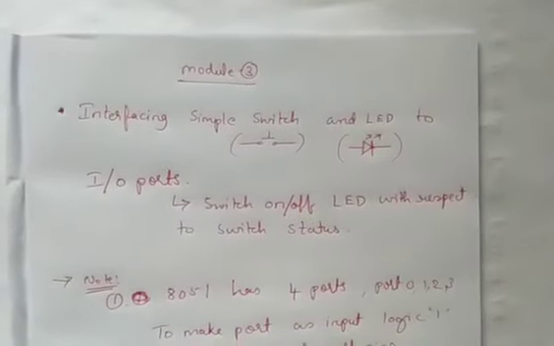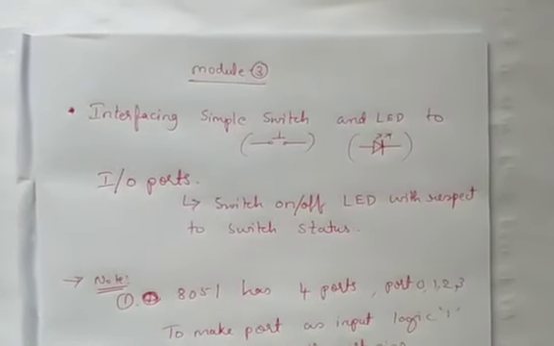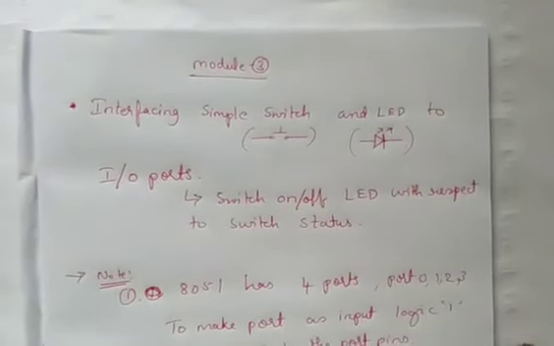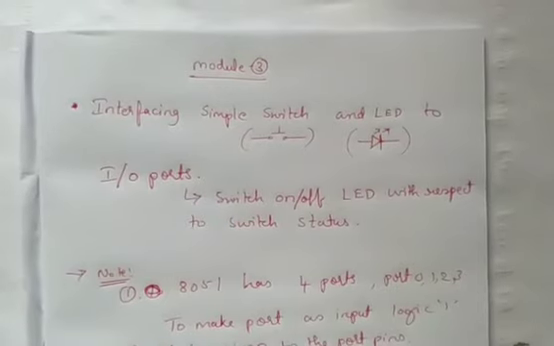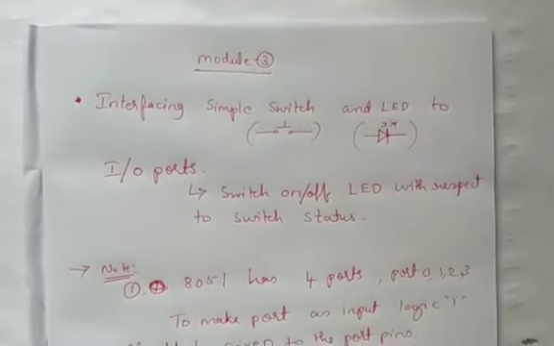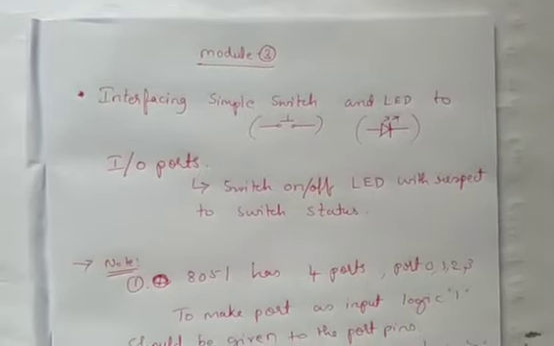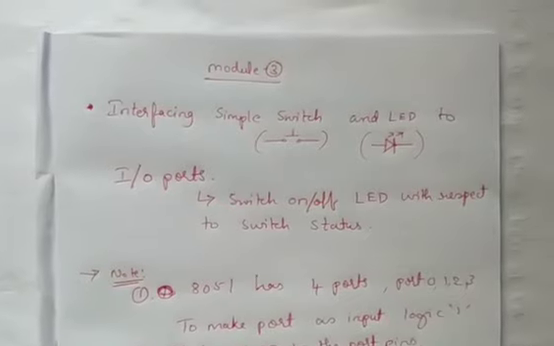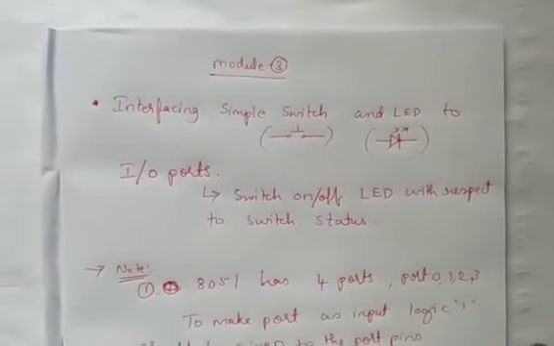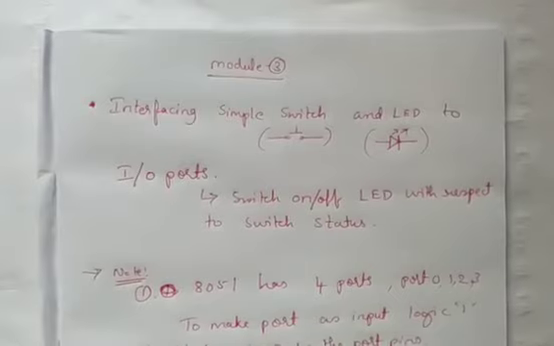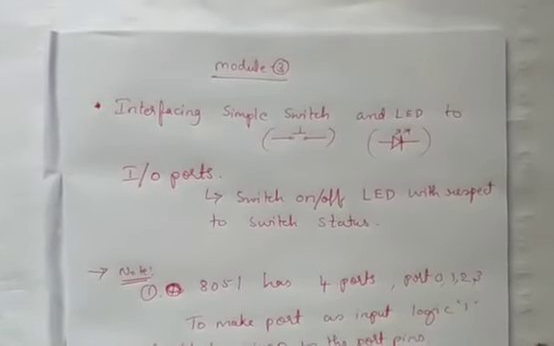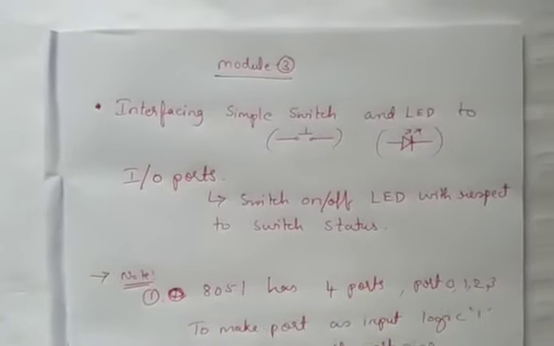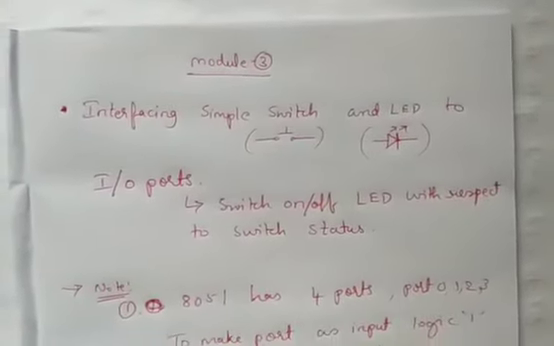Next topic is in module 3, the last topic, interfacing simple switch and LED to IO ports. The aim is to switch the LED on or off with respect to switch status, that is, if the switch is on, the LED is on, and if the switch is off, the LED is off. So this switch and LED should be interfaced with the IO ports of the microcontroller, and the microcontroller will monitor the status of the switch, and accordingly the LED should turn on and off. So let us see how to do that.